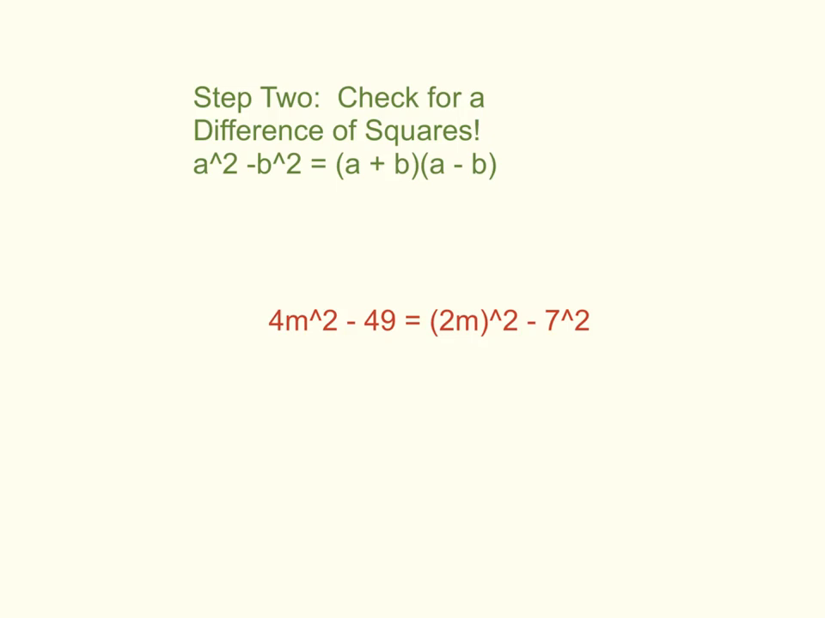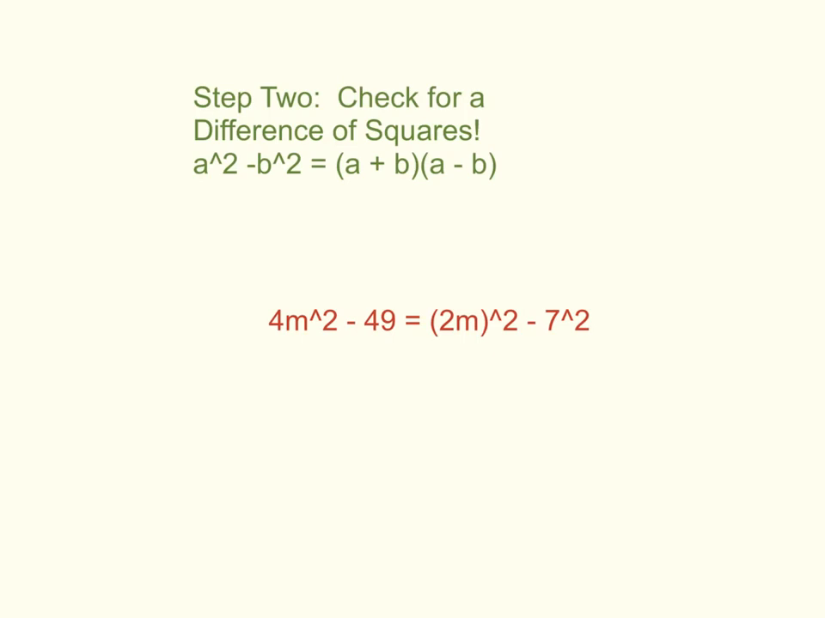Okay, so with a little bit of thought, you look at the first term here, that is 2m times 2m, or 2m squared, gives you 4m squared. For the second term over here, negative 49, that is 7 times 7, so 7 squared.